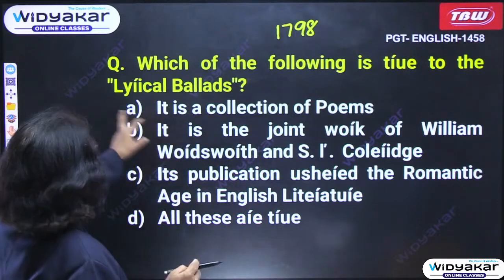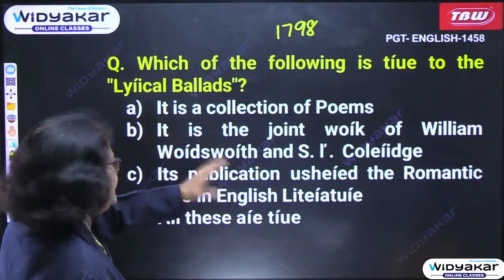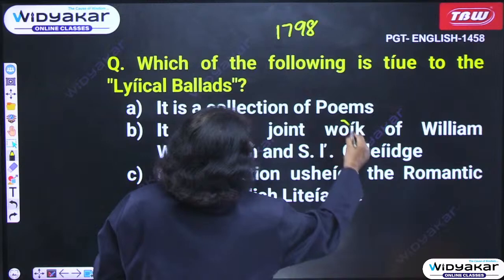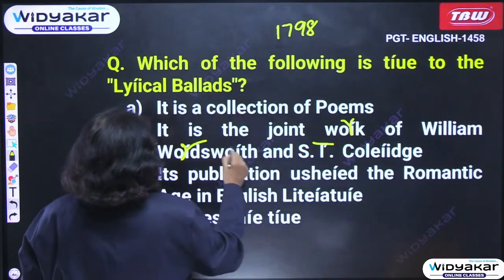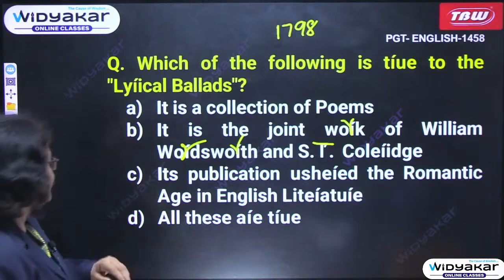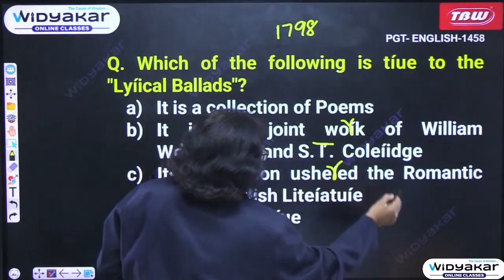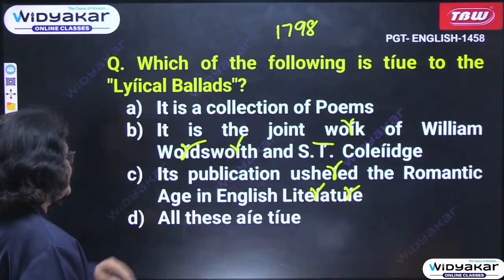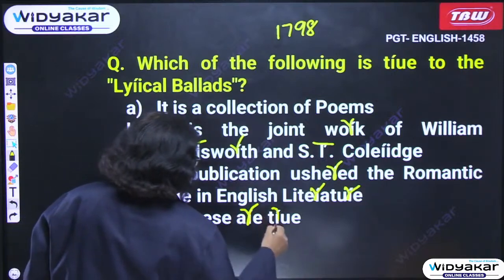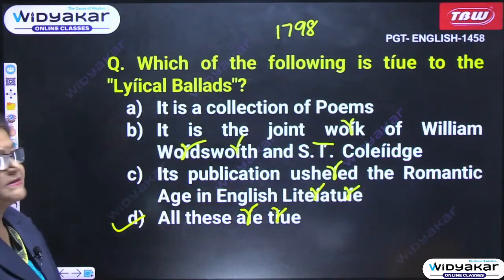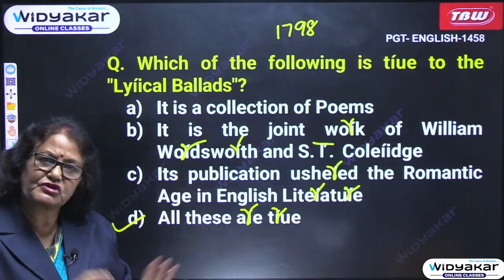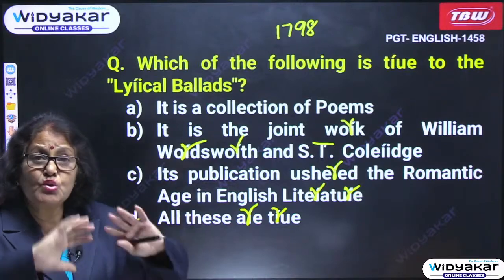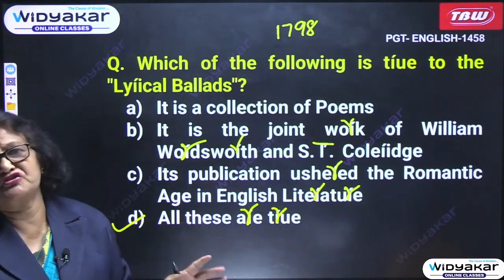So which of the following is true of the Lyrical Ballads? A, it is a collection of poems. Yes, very good. B, it is a joint work of William Wordsworth and S.T. Coleridge. Absolutely true. C, its publication ushered in the Romantic age in English poetry. Absolutely true. In English literature, all these are true. Option D is the right answer. It is a collection of poems written by both Wordsworth and Coleridge, and the very publication ushered in a new kind of poetry in English literature.